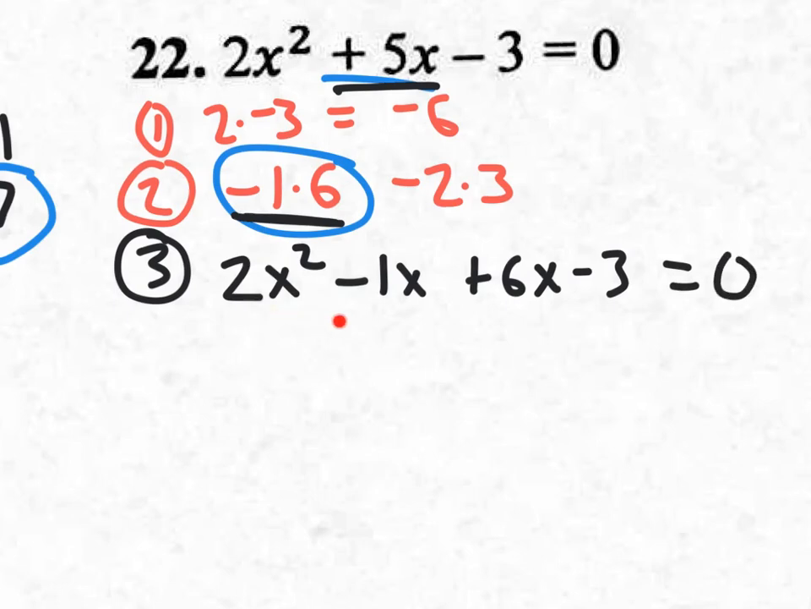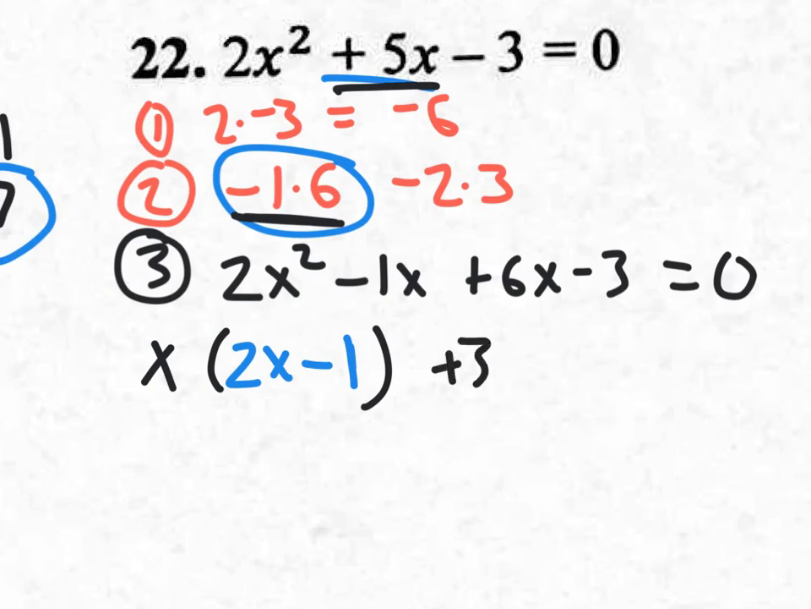So now you can look at your first group and factor out what's in common there. What's in common in the first group? X. So if you pull out an x, what's going to be left in that first group? 2x minus 1, correct? And if you look at your second group, what could you pull out of the second group? You can pull out a positive 3. So plus 3 is what we're pulling out. Don't forget about the equals 0. What's left over if I pull out a positive 3? 2x minus 1 also.